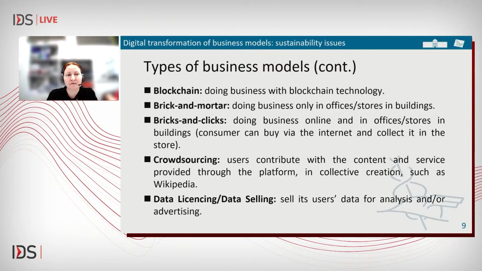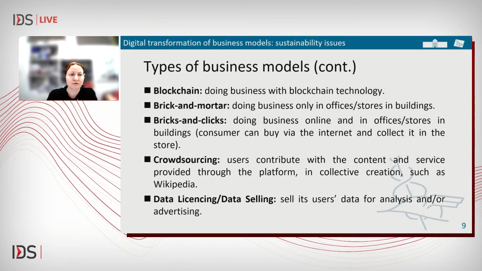Opposite of that, we have bricks and clicks. We're doing business online and also in offices. But the important part here is that the customer can start the buying process in one channel and finish in another channel, like is written here. Consumer can buy via the internet and collect it in the store.